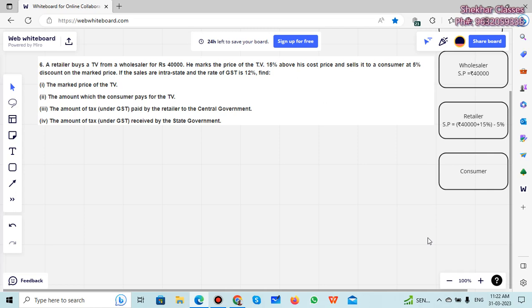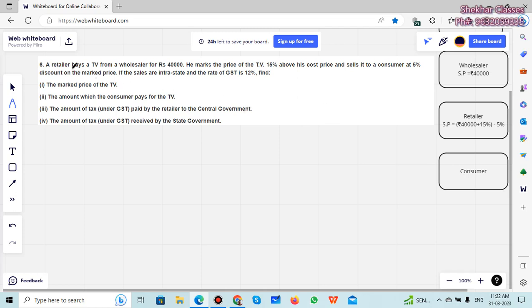A retailer buys a TV set from a wholesaler at 40,000 rupees, and he marks the price of the TV 15% above his cost price and sells it to a consumer at a 5% discount on the mark price. If the sales are intrastate, the rate of GST is 12%. Find the mark price of the TV and the other questions here.